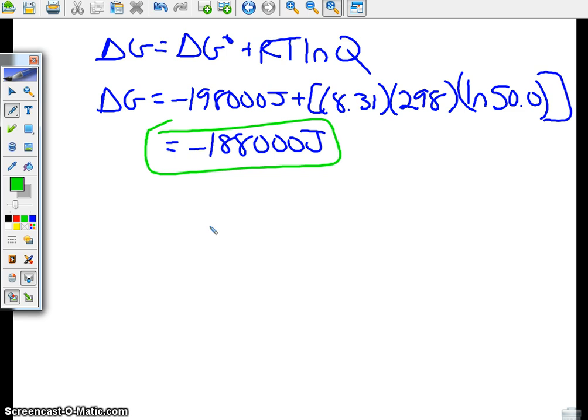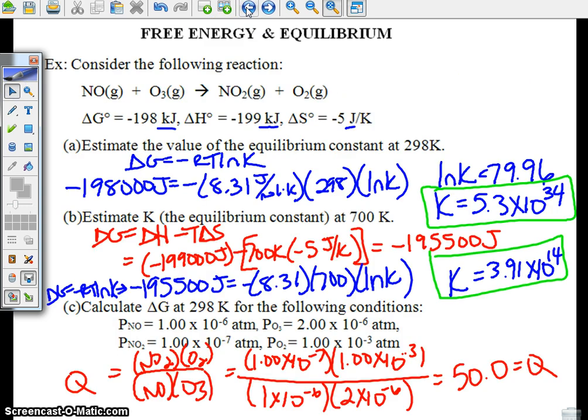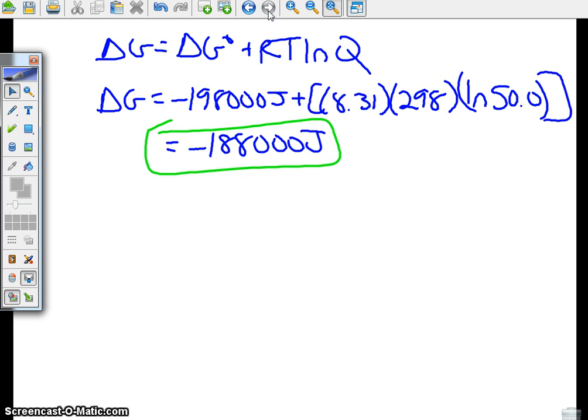So when you get to your homework and you get a problem that's got a bunch of little pressure values in it, you know that you're finding Q. And if it asks you which way the reaction goes, all you have to do is look at the sign of G, or you can find K and compare Q to K, just like we did last unit.